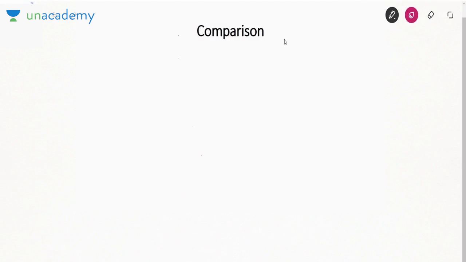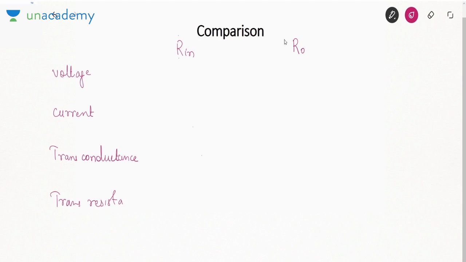Moving on. If we compare the different types of amplifier that I have told you, we will compare the value of input resistance and the output resistance. What are the different types of amplifiers? First one was voltage, second one was current, third one was transconductance, and the fourth one was transresistance.